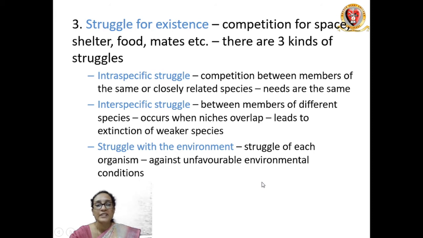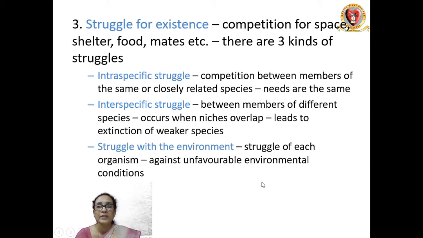Another type of struggle is interspecific struggle, which was between members of different species when their niches overlap. This would result in the extinction of the weaker species. Another struggle which all species undergo is the struggle with the environment. That is, the environment throws at them unfavourable conditions with which they have to struggle and overcome to survive.